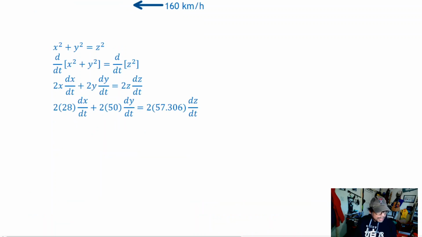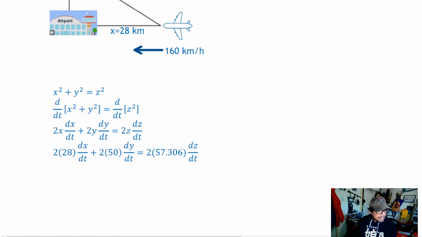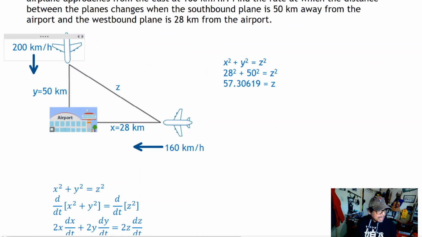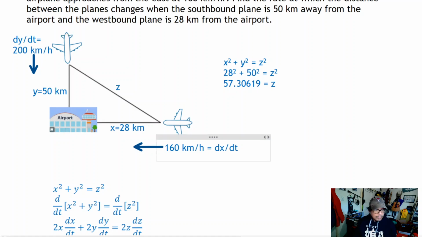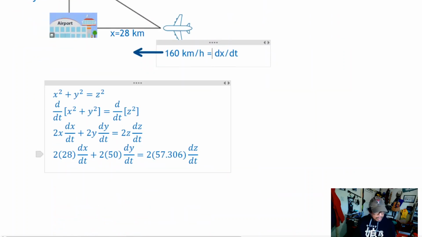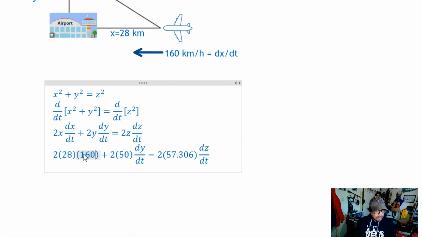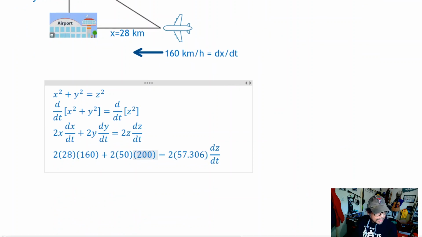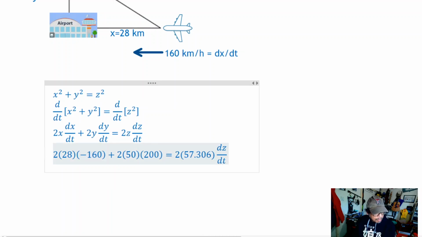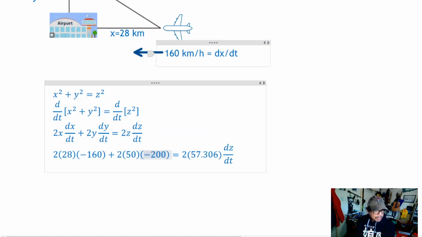All right, the next things I can substitute here are dx dt and dy dt. dx dt is this 160 here. dy dt is this 200 up here. We can come back and put those values here. And I'm thinking about this, and I really should mention that these derivatives are negative because those values are decreasing. So we'll put a negative sign here on all of these.